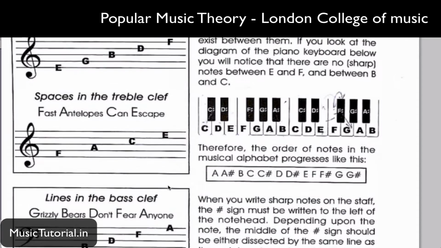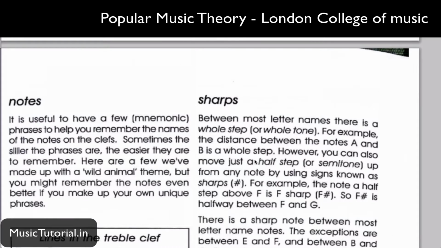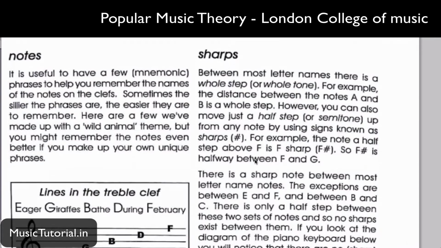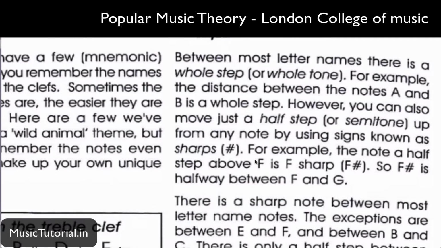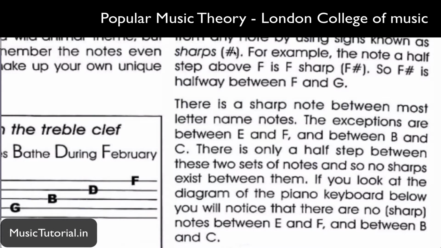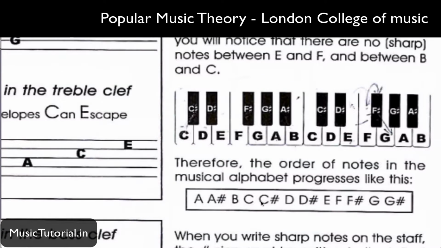Okay, the next thing we're going to be learning is the sharp sign. A sharp sign looks like a hash. Now this sign is written just next to a musical alphabet like A sharp, C sharp, D sharp, F sharp or G sharp.